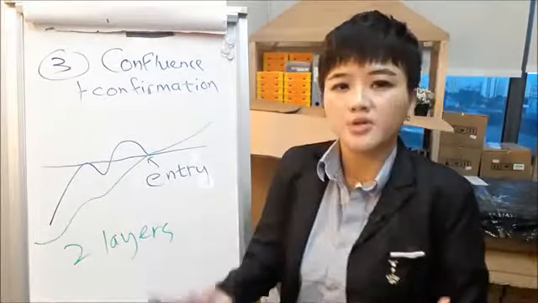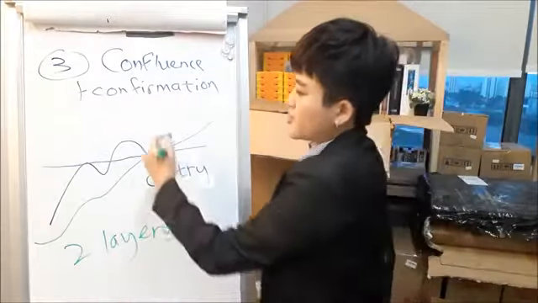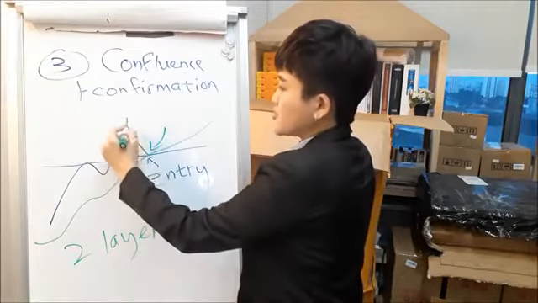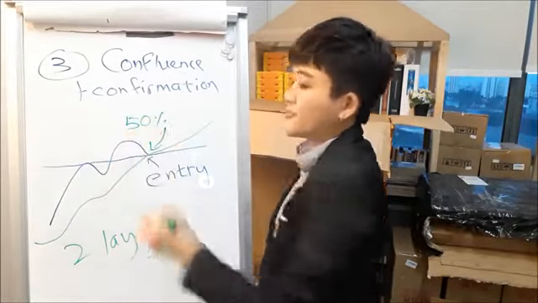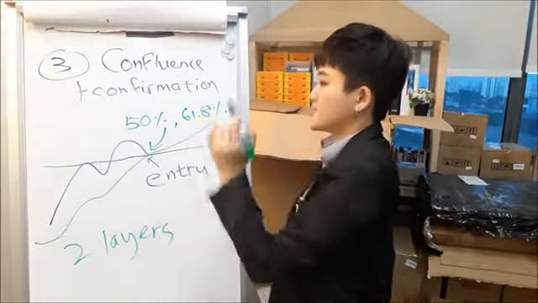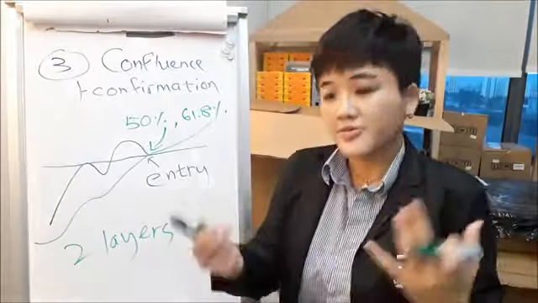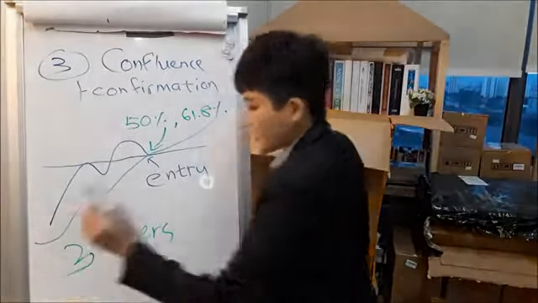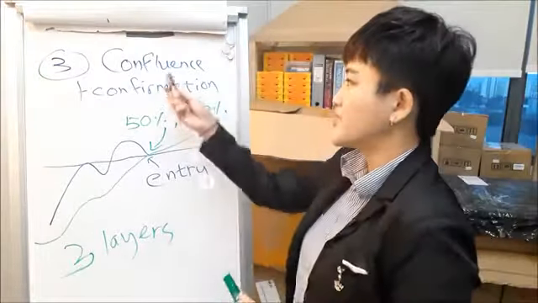So you can add one more. Example, Fibonacci. You want it to retrace to the 50% level or 61.8%. Okay, so this gives you a three-layer support. So this is what I mean by confluence.